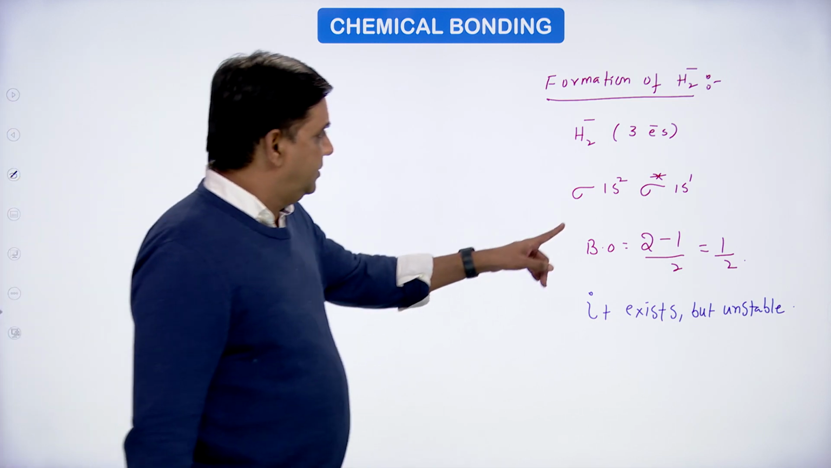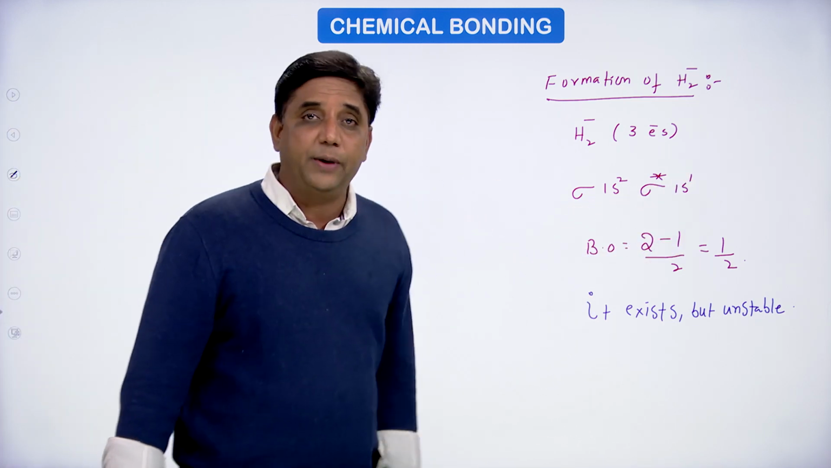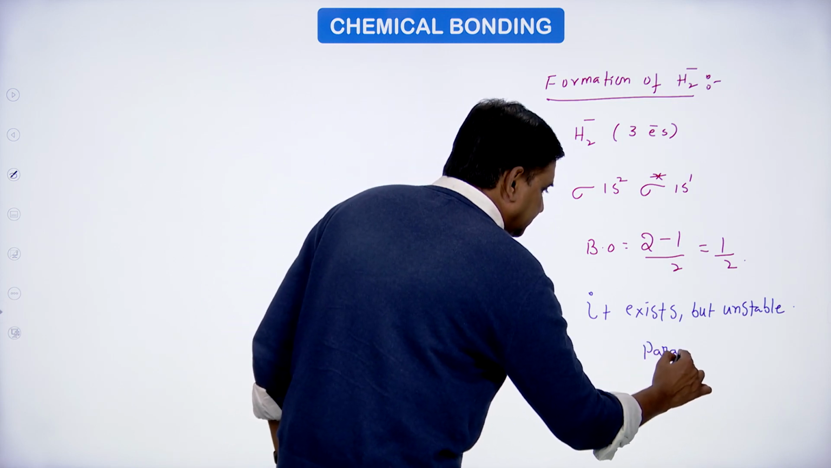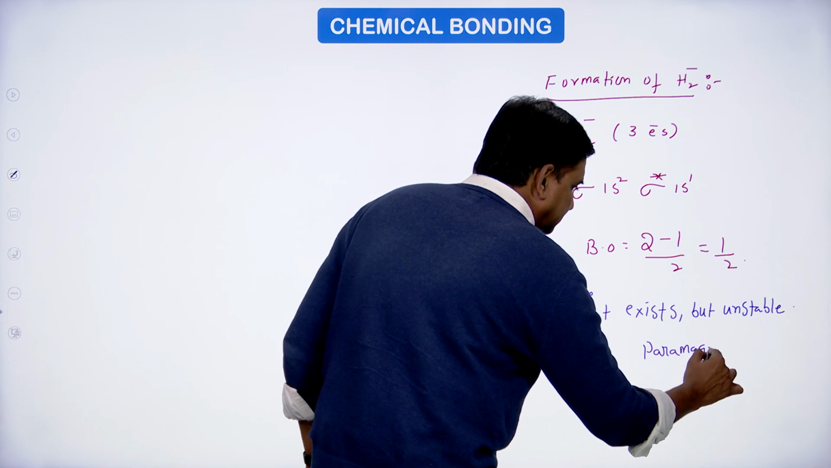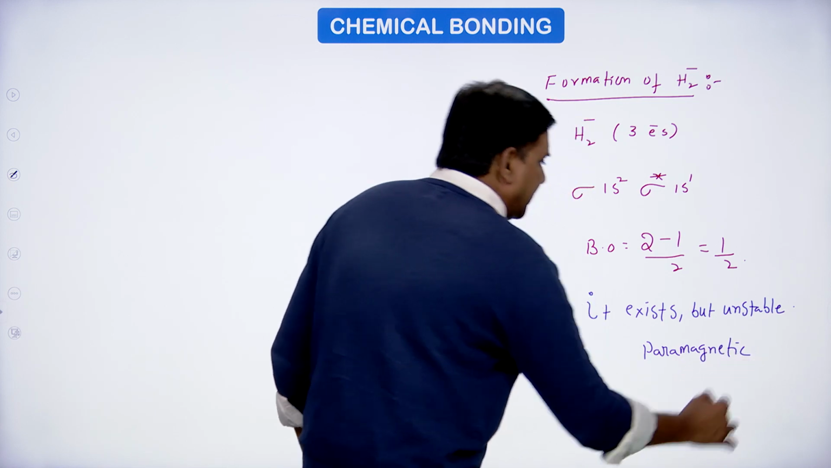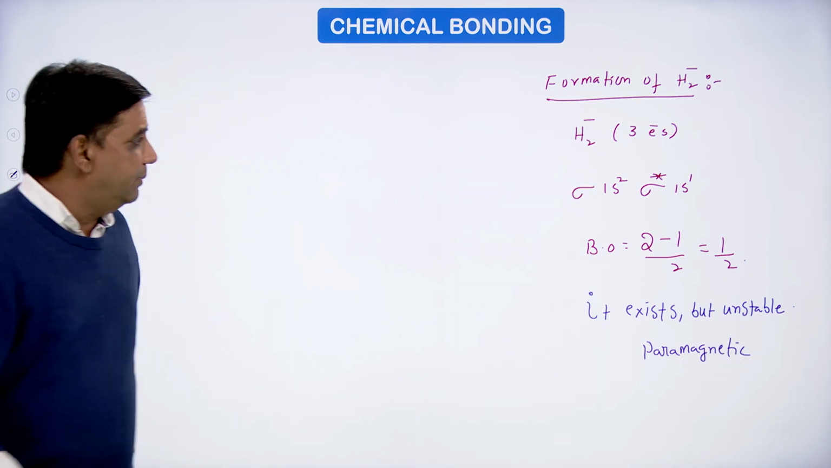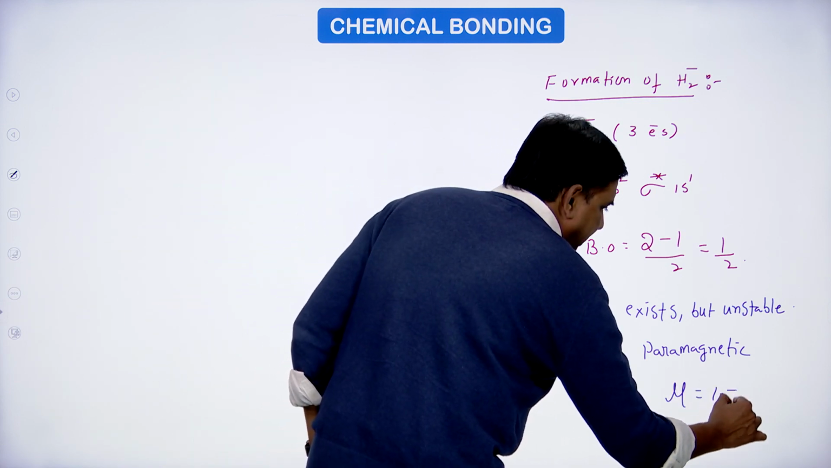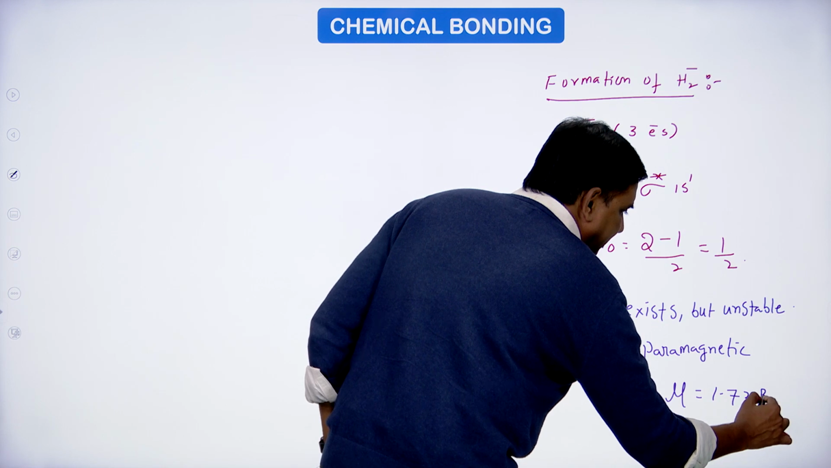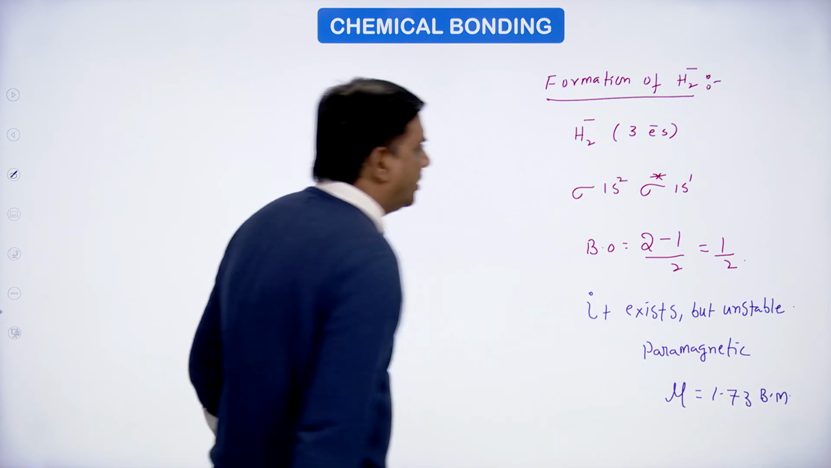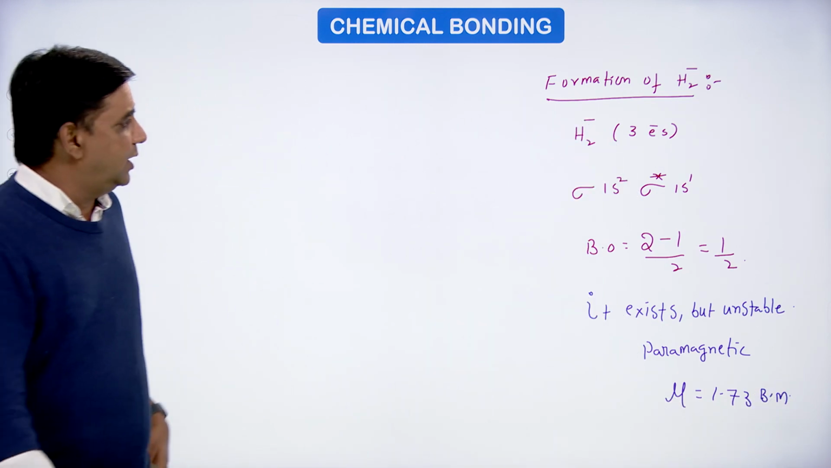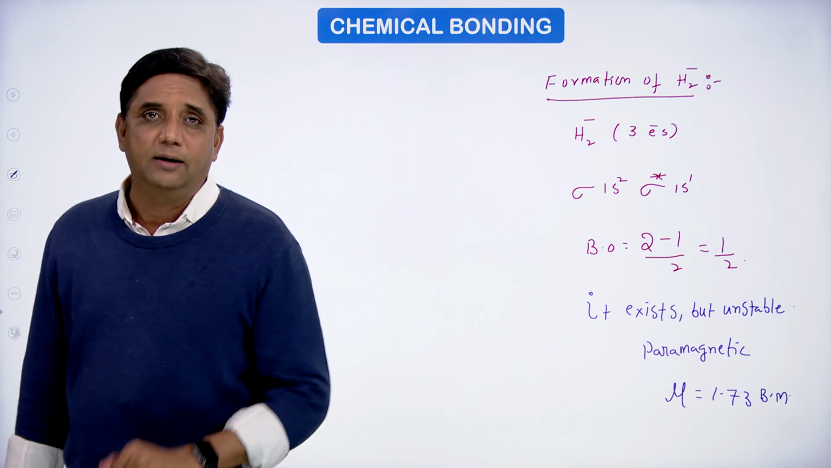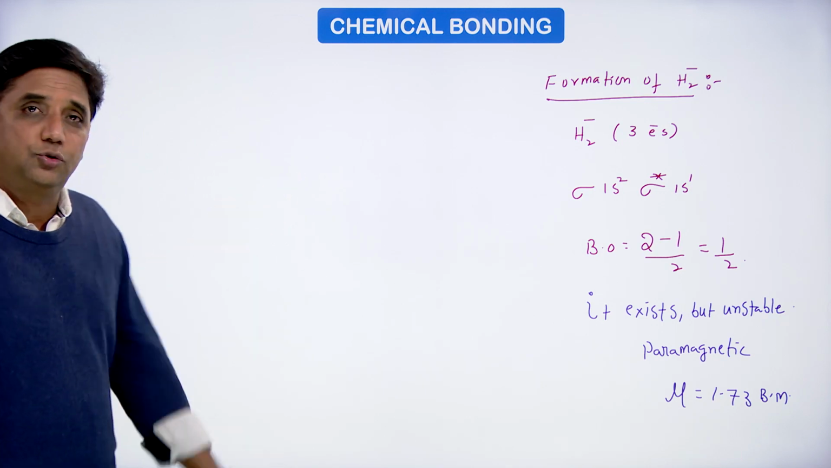And because of the presence of one unpaired electron, it is paramagnetic in nature. The magnetic moment would be 1.73 Bohr magnetons, because we have only one unpaired electron, therefore mu is equal to 1.73 Bohr magnetons. So this is H2 minus.